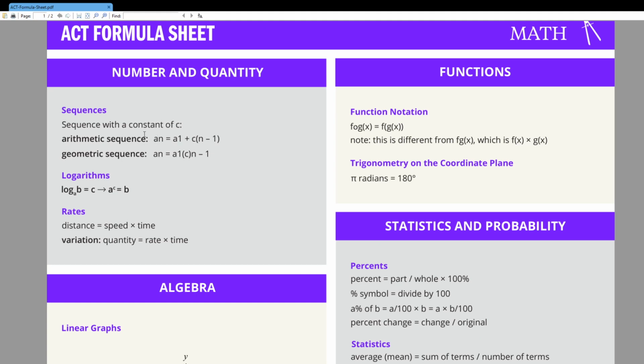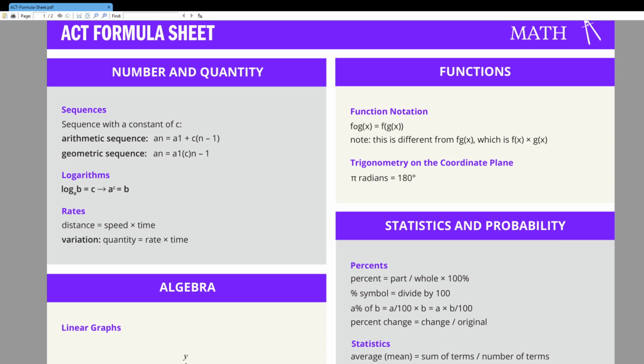So arithmetic sequence with a constant of c says that if you want to find a specific value in the sequence, you're going to start off with a1. a1 is the first value in the list, plus c, which is how much we're increasing, times n minus 1, which is whatever number you want to know about, minus 1. Okay, so I'm going to write this down.